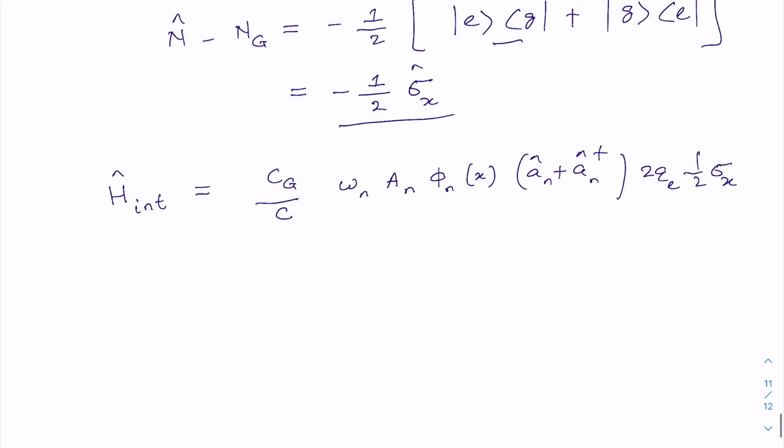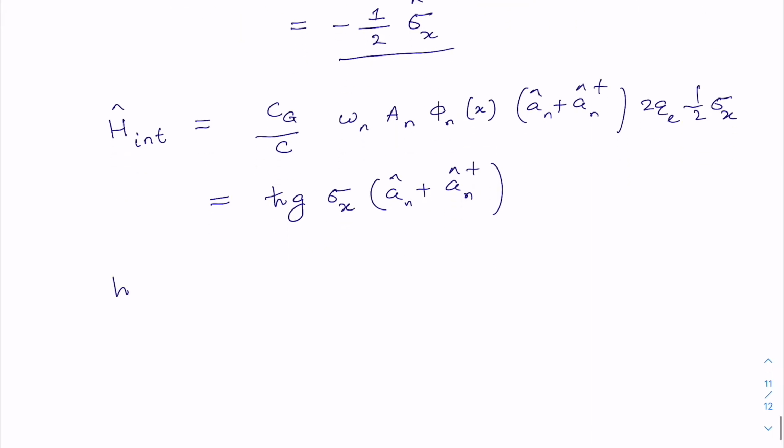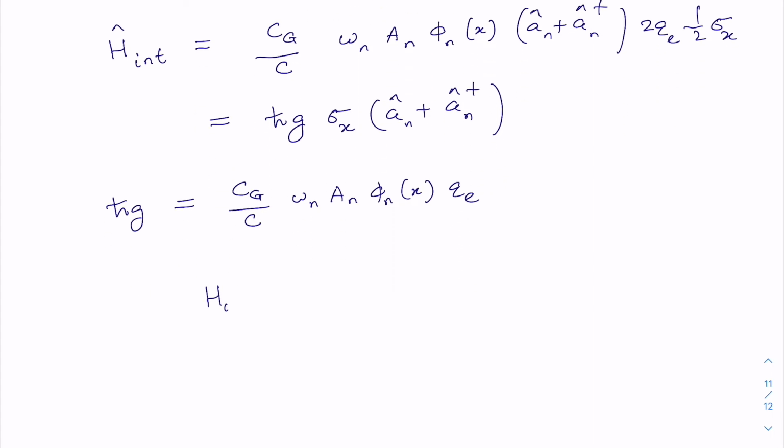So finally, I can write this whole expression as ħ z σx (a_n + a_n†), where I have put into this constant z the particular term, a constant times c omega_n a_n phi_n of x and qe. All right, so finally this is an important expression that we obtain, that is ħ z σx (a_n + a_n†).